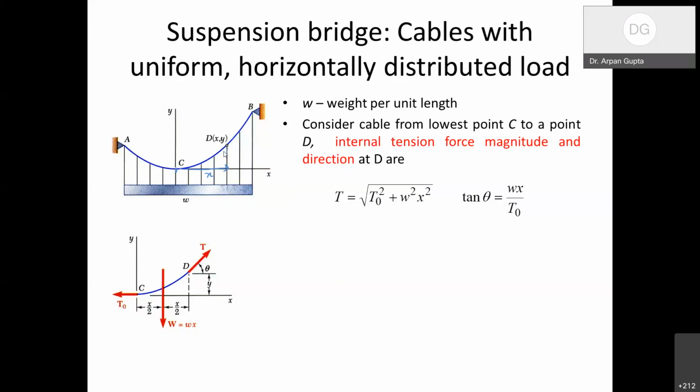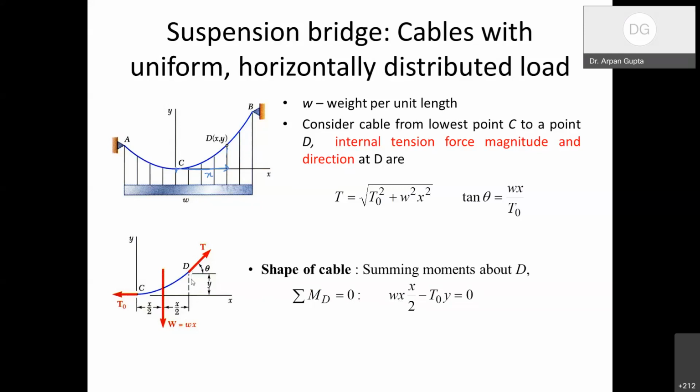To do that, we have to balance moment at point D. To get the shape of the cable, we'll balance the moment about point D for this cut section. If I write moment about D is equal to 0, then it is T naught times y. T naught times y is the moment due to T naught in the clockwise direction. And the anti-clockwise moment is the load wx, and since it's uniformly distributed, it acts at x by 2. Therefore wx into x by 2 minus T naught y is equal to 0. And this equation leads to the equation of y.